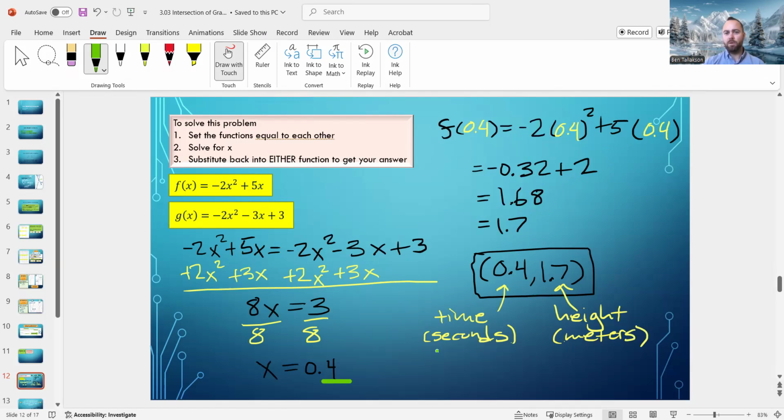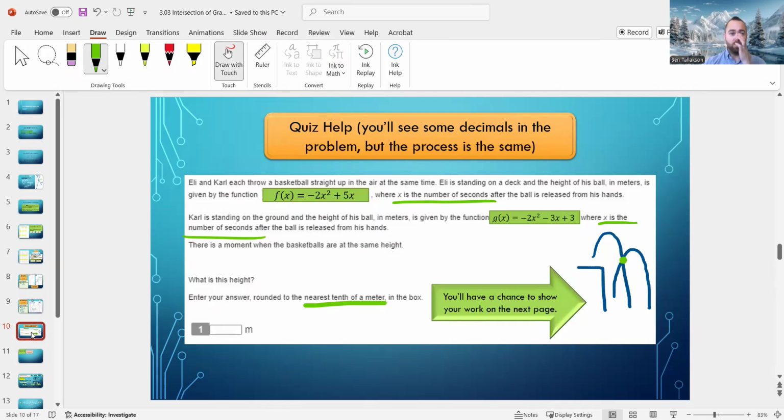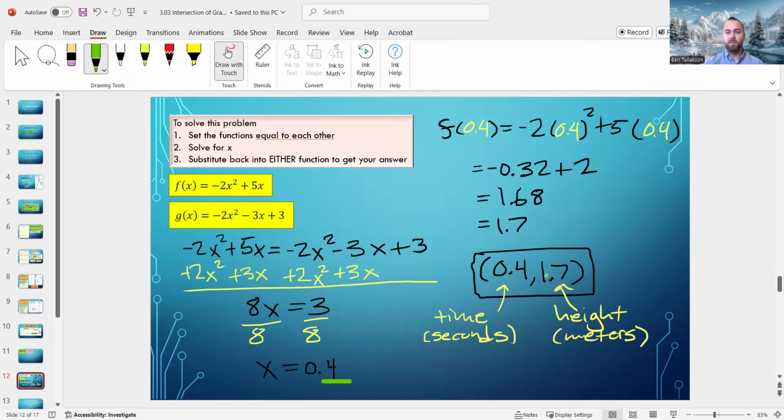So on a graph, remember, x is time, and they told us time here is in seconds, and y is height, and they told us that's in meters. So what was the question? What is its height? So our answer is 1.7 meters.